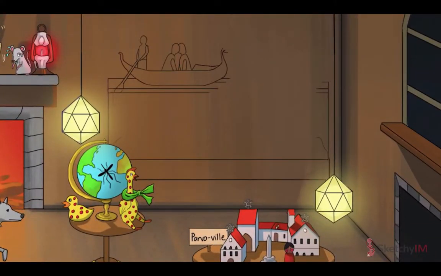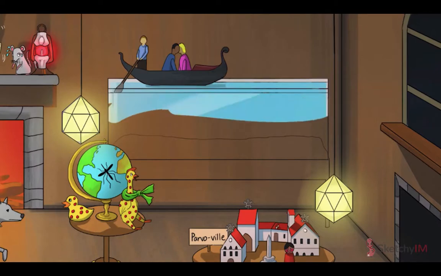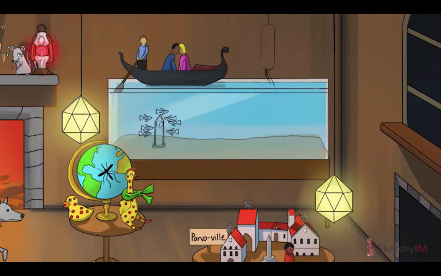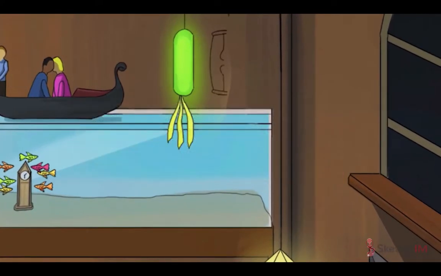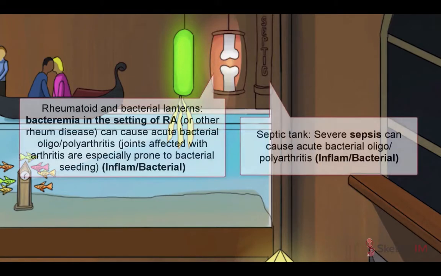All right, on to bacteria. Bacterial arthritis most commonly presents as acute onset of a single swollen, painful joint. So, bacterial arthritis will be covered more thoroughly in the monoarthritis DDX video. However, there are a few notable examples of bacterial infections that cause polyarthritis. In the setting of bacteremia or sepsis, for example, bacteria can invade multiple joints at once, causing an oligo or polyarticular arthritis. It turns out that joints already affected with arthritis are especially prone to bacterial seeding.